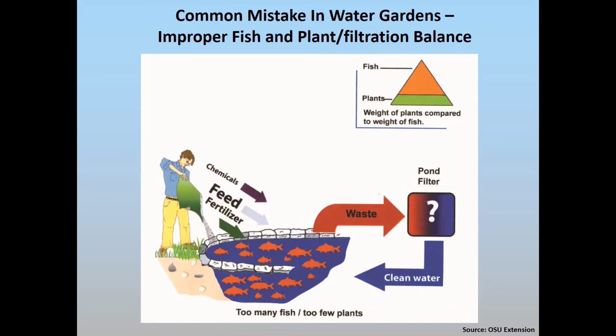So this is the other common mistake or challenge that we see about water gardens, and that is the tendency to overfeed. And this is a nice graphic from Oklahoma State that, again, what you're trying to do is find a balance of plants and fish. And this diagram is basically showing that the bulk of your living organisms in your water garden should be plants, okay, and less so of fish.